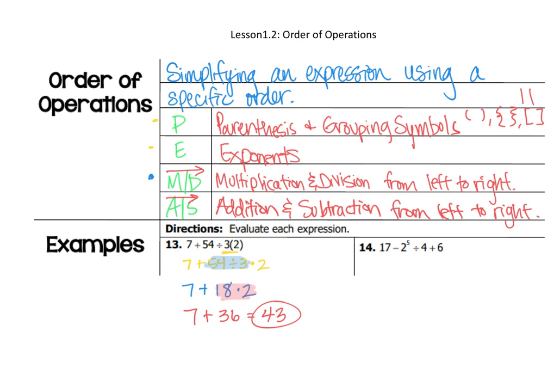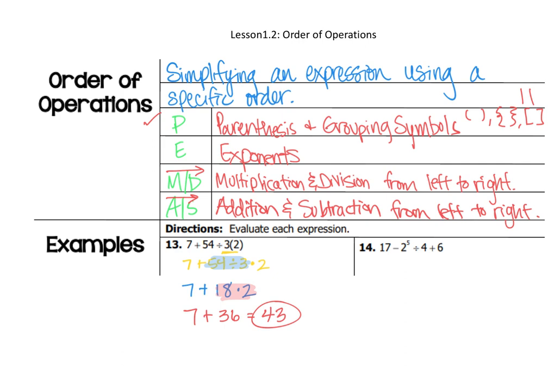Okay, moving on to number 14, we have 17 minus 2 to the 5th power divided by 4 plus 6. In this problem, again, we're starting over with our order of operations. We're starting over with the whole PEMDAS. Okay, I'm starting at the top. We always start at the top and work our way down. Do we have any parentheses showing us to do something inside those parentheses first? And I can see that there's no parentheses. So we're going to check that off and we're going to go down to E for exponents.